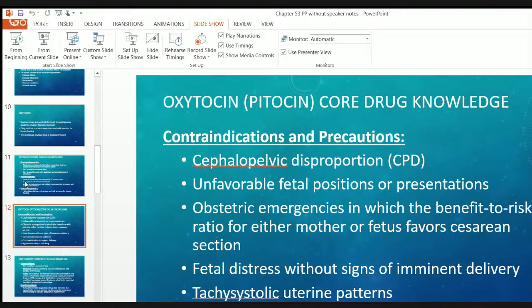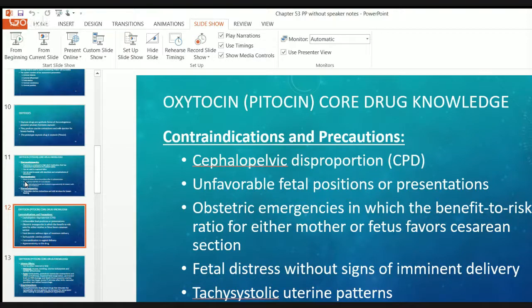We have cephalopelvic disproportion, or CPD. Essentially, the head of the baby is not going to fit through the pelvis. We also have unfavorable fetal positions or presentation. Those are babies in a transverse lie, where she would not have a vaginal delivery. Some breech presentations too. All breech presentations are not an indication for a cesarean section, but some are, so it depends on the type of breech presentation. Of course, there are obstetric emergencies in which the benefit to risk ratio for either mother or fetus favors cesarean section.